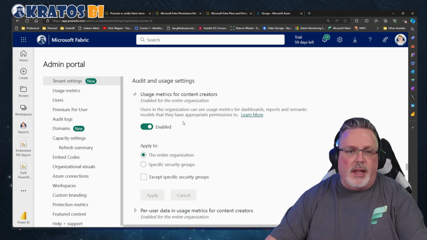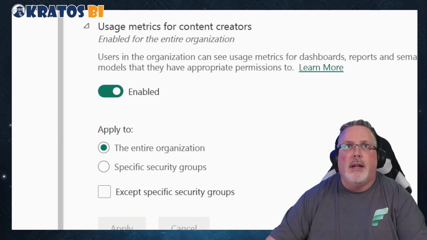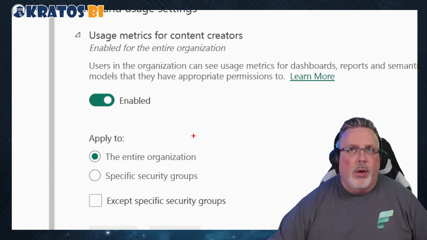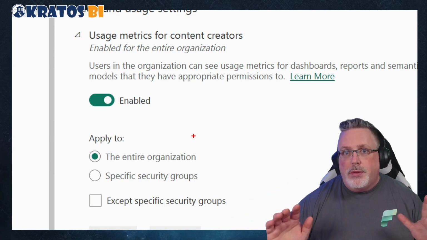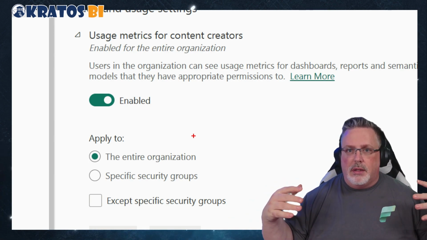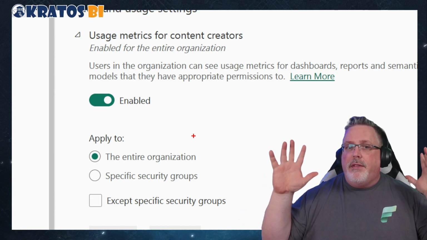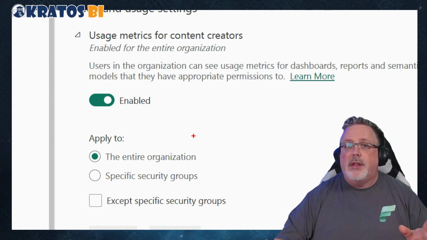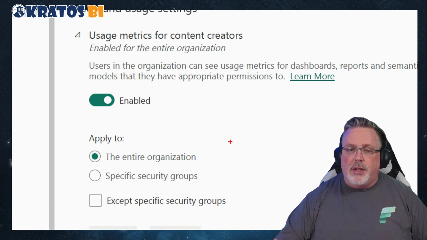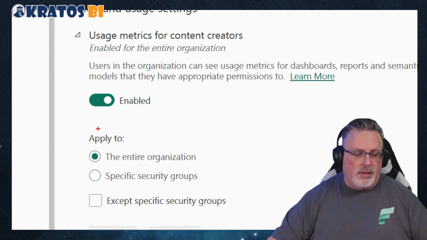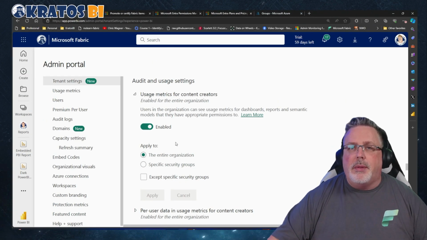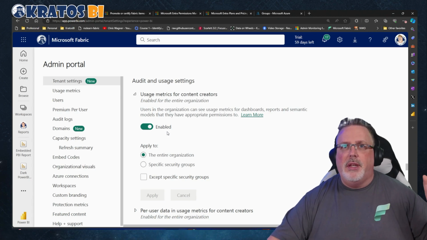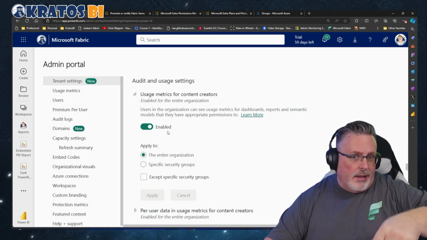This basically allows you to turn on whether your content creators can see the usage of their reports and what's going on in there at a very aggregated level. This is something you should be enabling so that people can see, are people using their reports? If they're not using their reports, get out. This is something you can enable for your entire organization. There's no issues there. Again, as always, if you disagree, leave a comment down below.